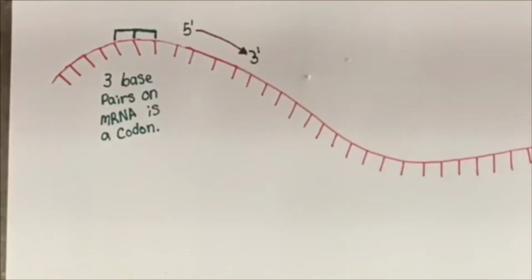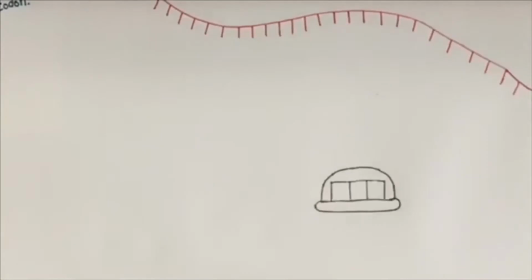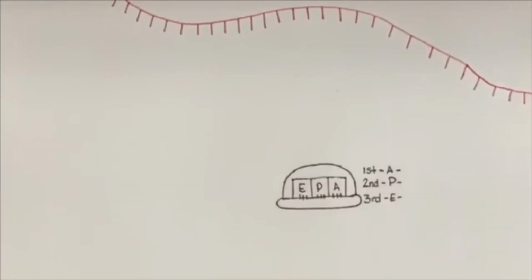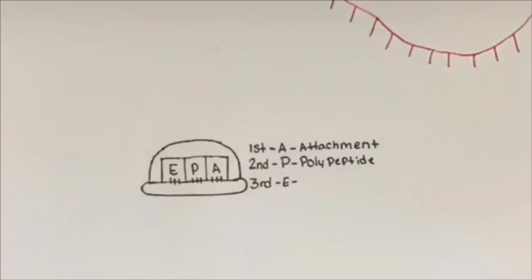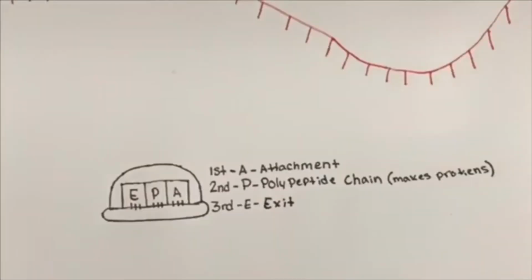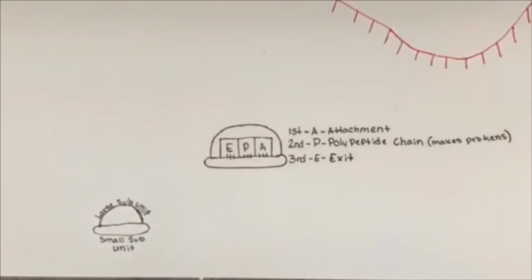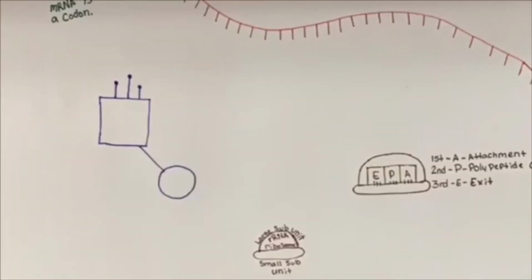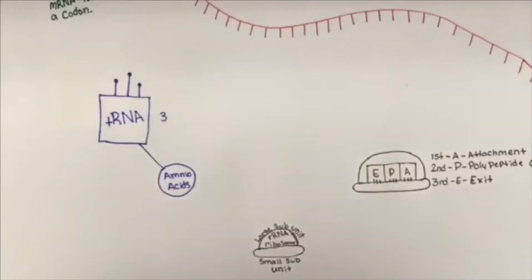In translation, the mRNA is always read from the 5' end towards the 3' end. There are 3 places on the ribosome where the tRNAs bind: the A, P, and E sites. The A site accepts the incoming tRNA bound to an amino acid. The P site holds a tRNA that carries a growing polypeptide. The E site is where a tRNA goes after it is empty, meaning that it has transferred its polypeptide to another tRNA.